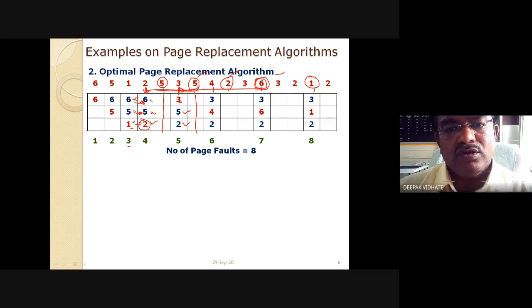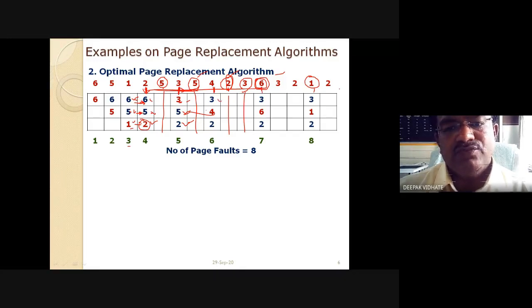And for 4, again a page fault occurs. So compare between 3, 5 and 2. So what will we see here? 2 is here, 3 is here, and 5 is not in the list. So definitely 5 is now replaced by 4. Instead of 5, put 4 here, right? Now 2, no page fault because 2 is there. 3, no page fault, 3 is already there.